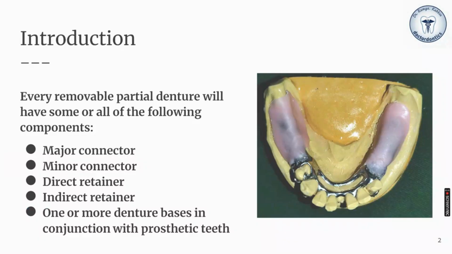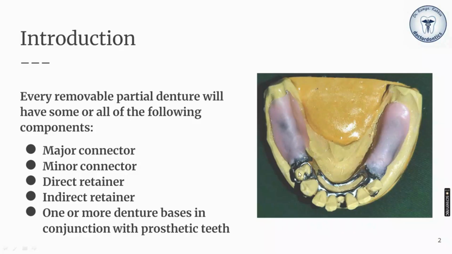Before beginning with the main chapter, let us know the components of the removable partial denture. As we all know, a partial denture is not a single term. It is a combination of many components which work together to give you a perfect prosthesis. So here you can see, first is the major connector. It connects the opposing sides of the removable partial denture. Minor connectors will connect smaller components with the major connector.